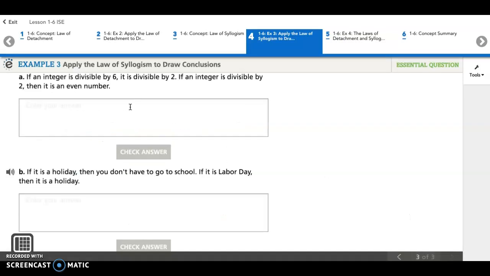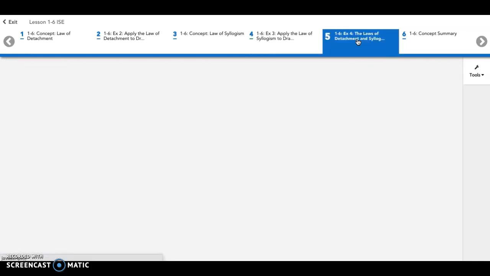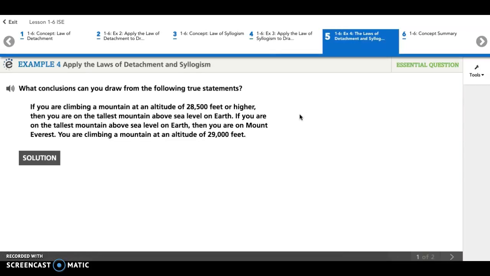So try these next two problems. See if you can come up with how you would correctly apply the law of syllogism on these. And let's look at one more example together.